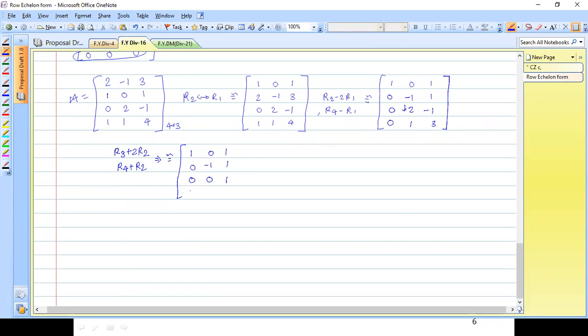So this becomes 0. Yes, sir. So this also becomes 0. And here 3 plus 1 becomes 4. Is it okay? Yes, sir. Okay, whether it is an echelon form?